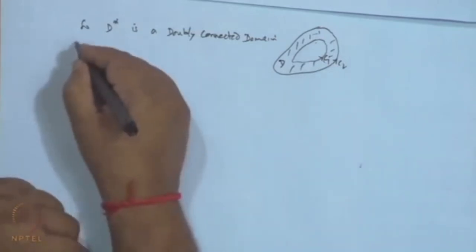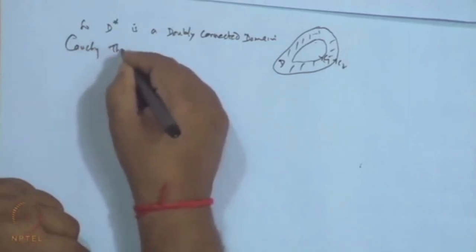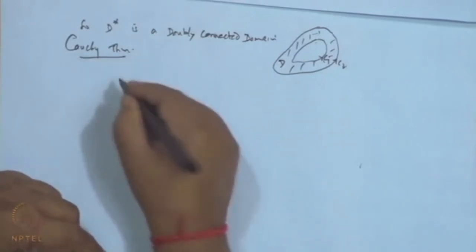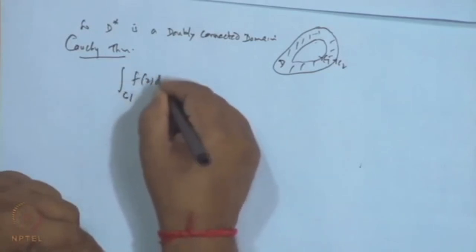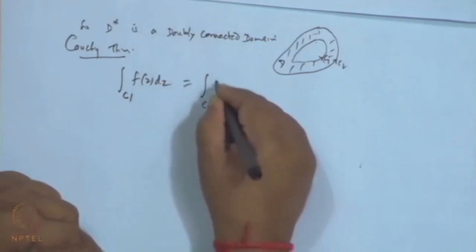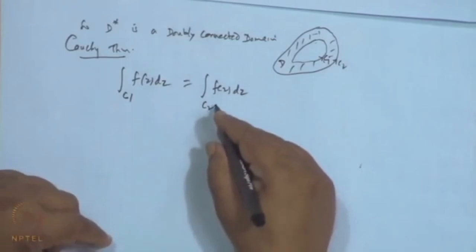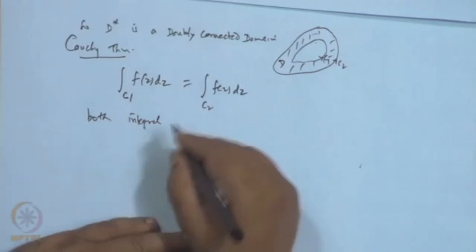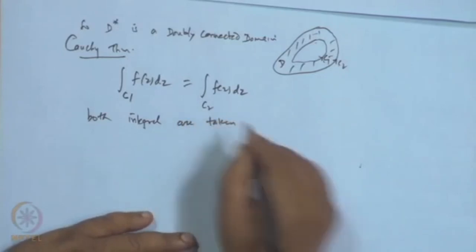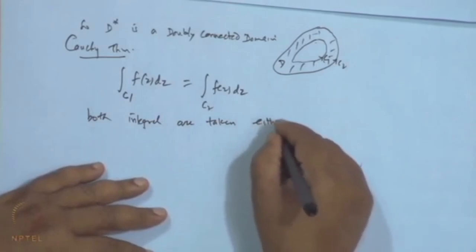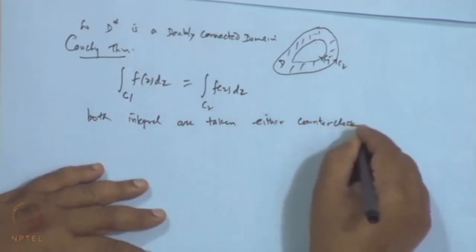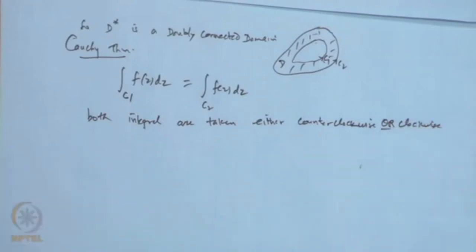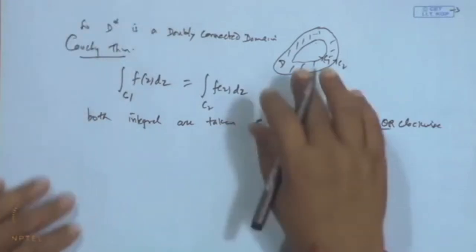Then the Cauchy theorem for the multiply connected domain says that the integral along the curve C1 of the function f(z) dz will be the same as the integral of the function f(z) dz along the path C2, where both integrals are taken either counterclockwise or clockwise, meaning the same direction. So this is the Cauchy theorem for a multiply connected domain.